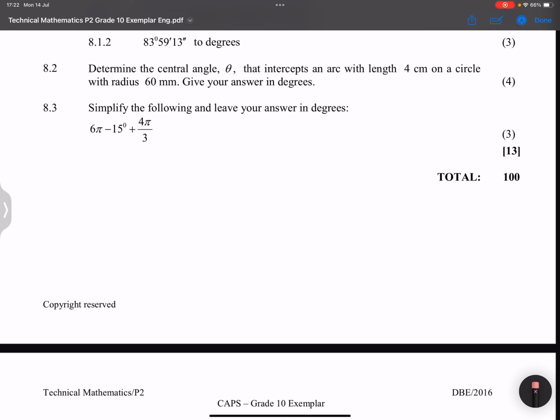Right, so we're looking today at determining the relationship between the arc length as well as the radius of a circle. They say to us, determine the central angle, that is theta, that intercepts an arc with length 4 centimeters on a circle with radius 60 millimeters. They say give your answer in degrees. Now, ladies and gents, firstly, let's establish what this means.